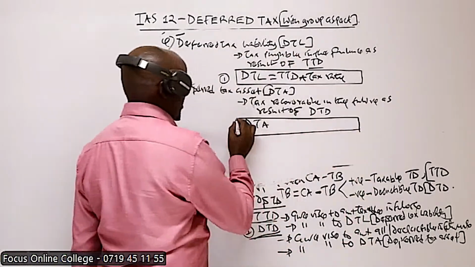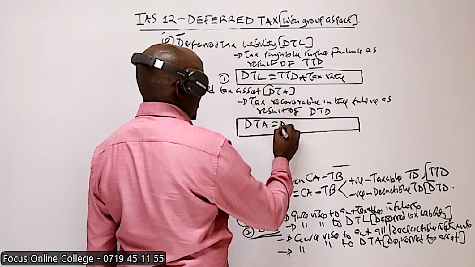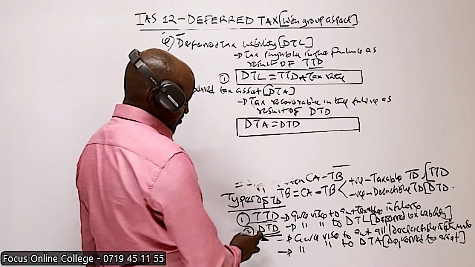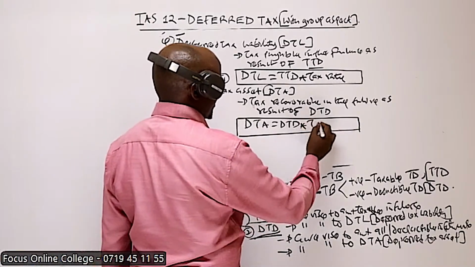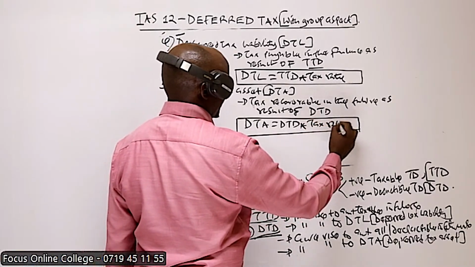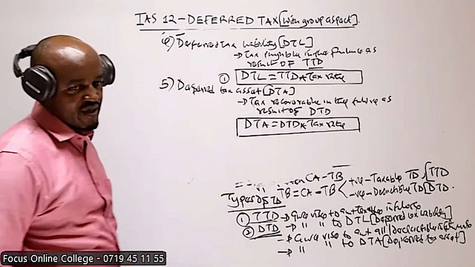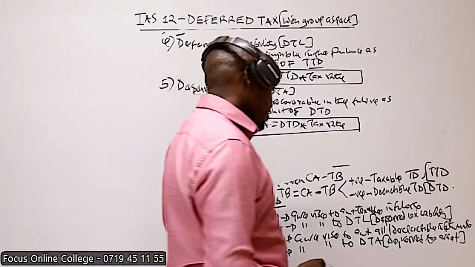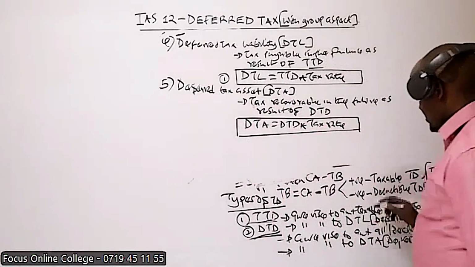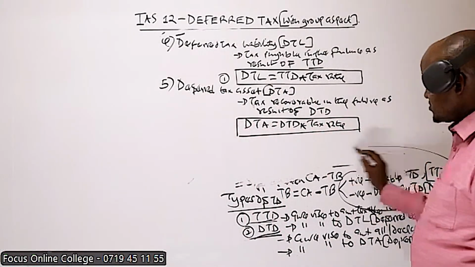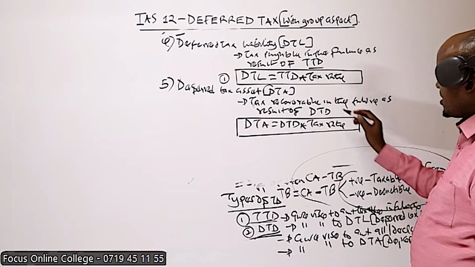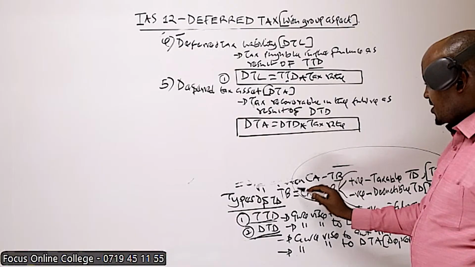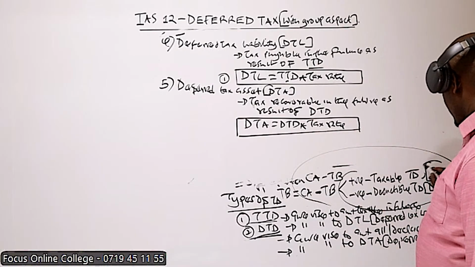So therefore, to compute the deferred tax asset, this is the formula which we use. We take the deductible temporary difference, and we multiply this with the tax rate. There is also something you need to recall from what I've explained here, that this one is the taxable temporary difference.